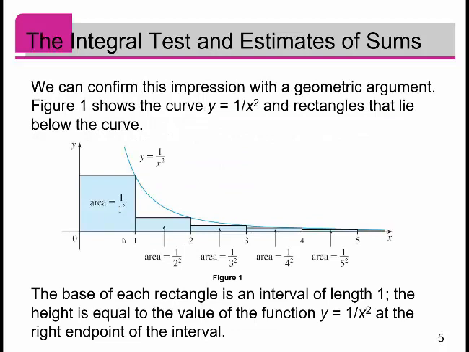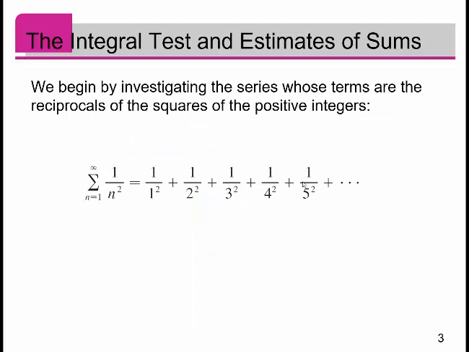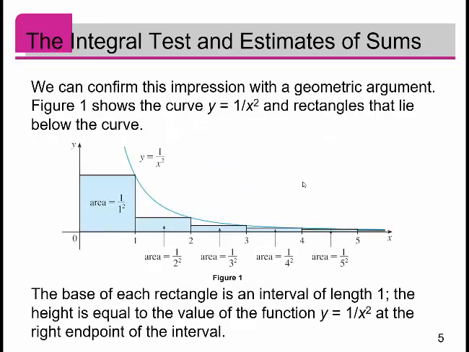All right, we can confirm this impression with a geometric argument. So figure 1 shows the curve y equals 1 over x squared and rectangles that lie below the curve. All right, so here's the curve y equals 1 over x squared, and this is a rectangle below it where the area is 1 over 1 squared. This rectangle's area is 1 over 2 squared, and you can see that these areas here represent the individual terms of this summation right here. All right, so the base of each rectangle is an interval of length 1. So the height is equal to the value of the function at the right endpoint of the interval, as you're seeing here.